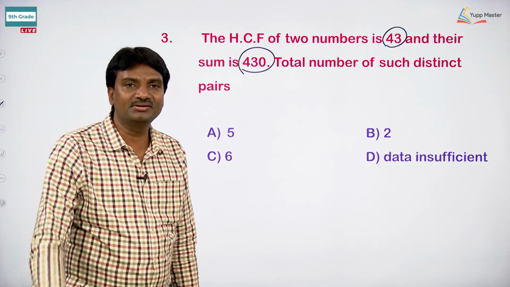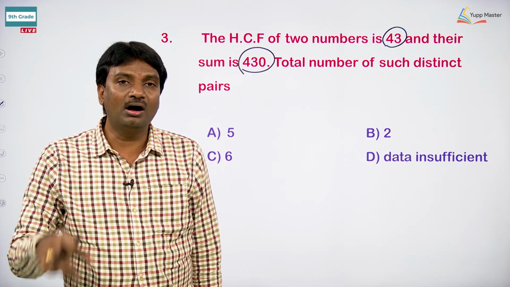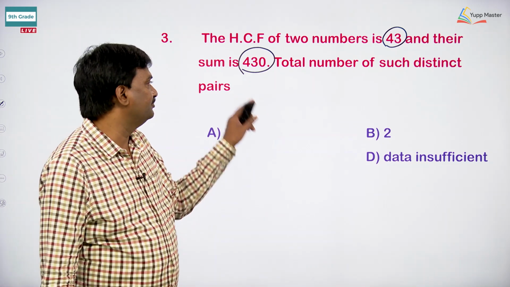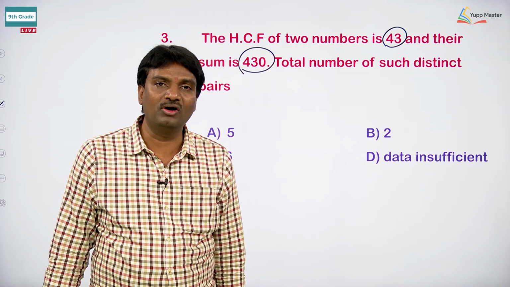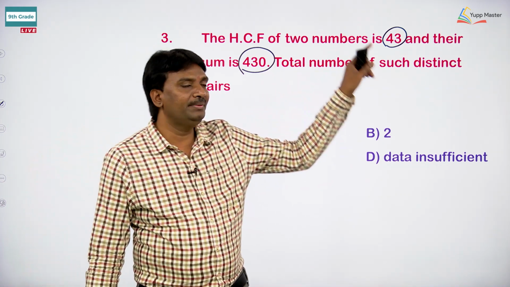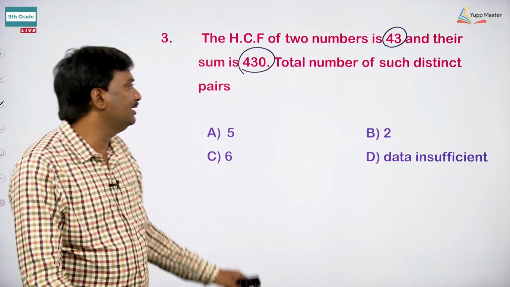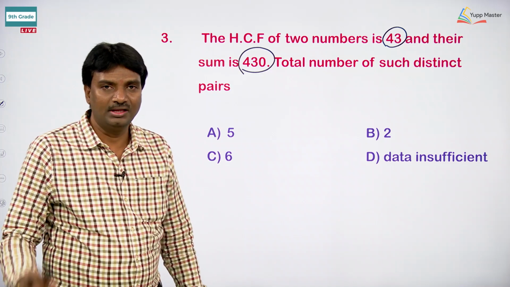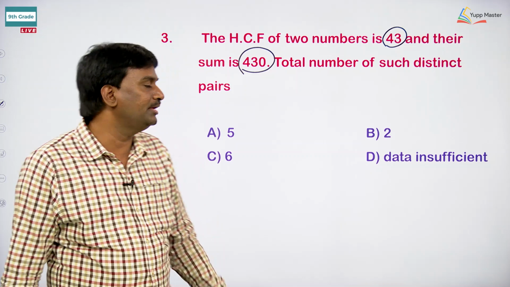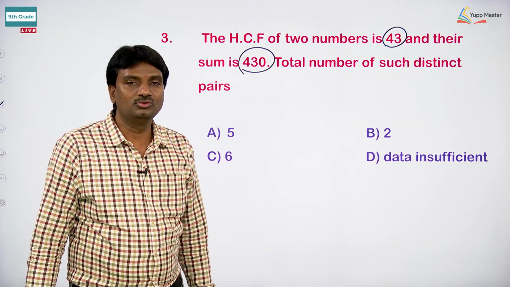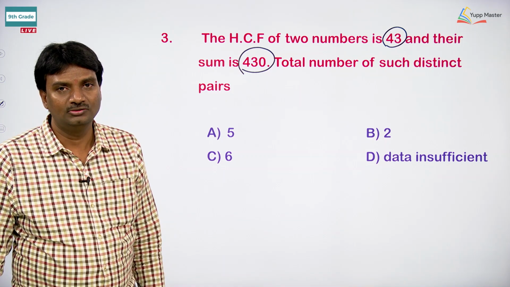Since the numbers are A comma B, the sum of those two numbers means A plus B. So A plus B equal to 430. In place of A, take 43x and in place of B, take 43y. So 43x plus 43y equal to 430. If you take 43 as common, 43 of x plus y equal to 430. So 430 by 43, you will get x plus y equal to 10.